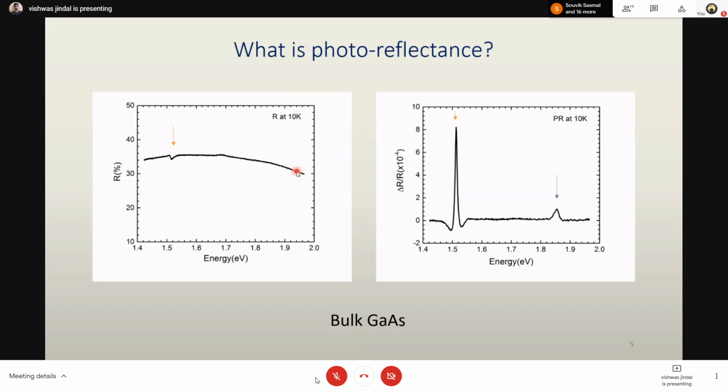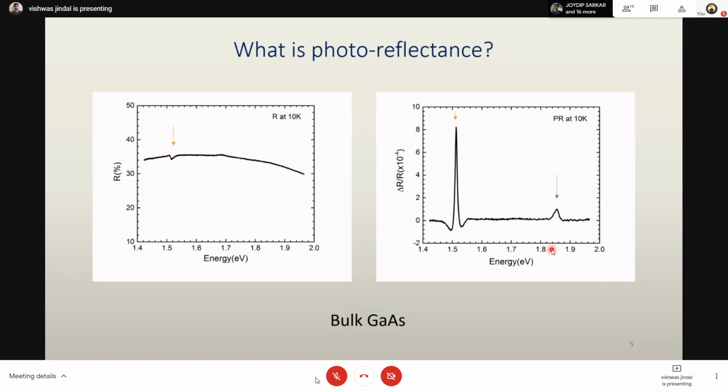I'll explain later. So these features, these two things, are coming due to something known as excitons. This is because of the presence of excitons in bulk gallium arsenide. So let me first explain what excitons are.